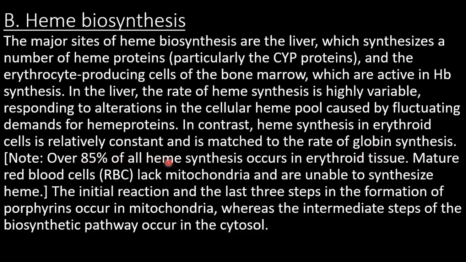Now, over 85% of all heme synthesis occurs in the erythroid tissue, and mature red blood cells, note this, usually lack mitochondria, and hence they are unable to synthesize heme. So the heme must be synthesized before those red blood cells exit the bone marrow. Please note that the initial reaction and the last 3 steps in the formation of porphyrins occur in the mitochondria. That is why mature blood cells cannot synthesize heme, because they lack mitochondria. Whereas the intermediate steps occur in the cytosol.